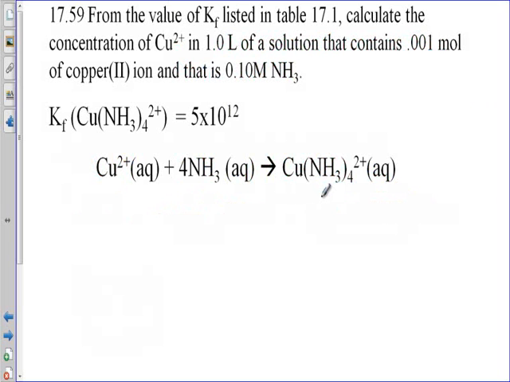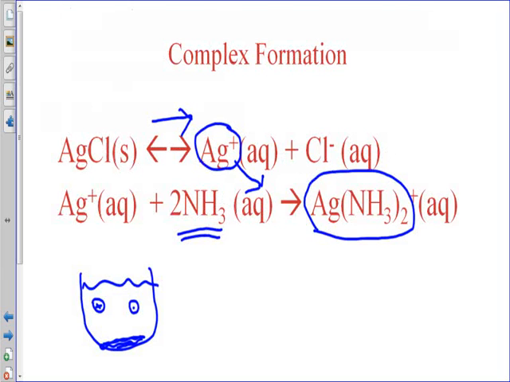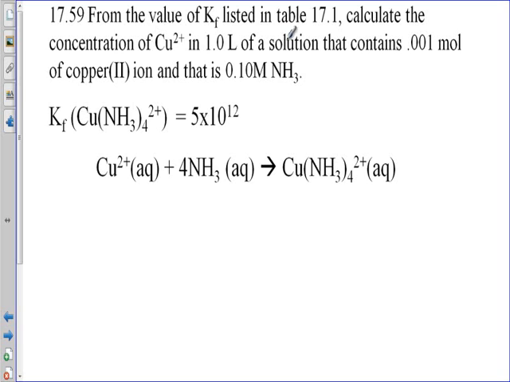So let's take a look at the problem that's in your assignments. Let me turn to that page in my packet. It talks about table 17.1. I didn't include 17.1 here, but it's given to you on the sheet, behind one of the problems that you picked up. It's a list of a variety of complexes, with the KF values listed, and these are equilibrium constants of formation. The F means formation.